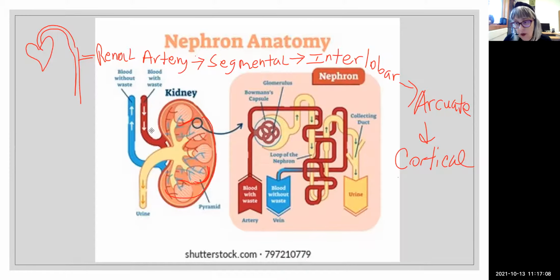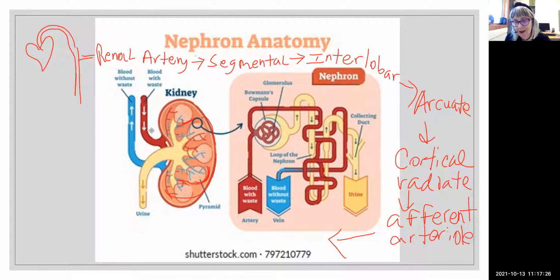So corticoradiate is finally going to split up into the tiny afferent arteriole, which now enters the nephron system. And so the afferent arteriole is going to feed into the actual glomerulus, which then leaves the glomerulus via the efferent arteriole. And we're going to see that efferent arteriole leaving.